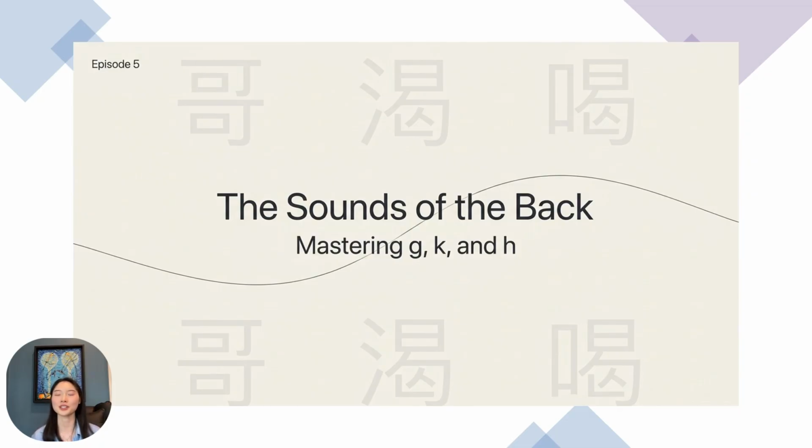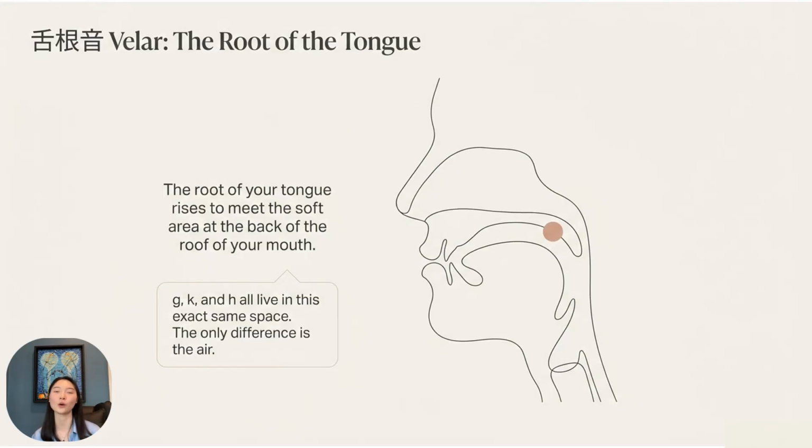In the last episode, we covered d, t, n, l. The sounds made with the tip of your tongue. Today we are moving further back to the back of your tongue to learn three initials: g, k, h. In order to pronounce clearly, I'm using the vowel here to match with the 舌根音. What is 舌根音? G, k, h.